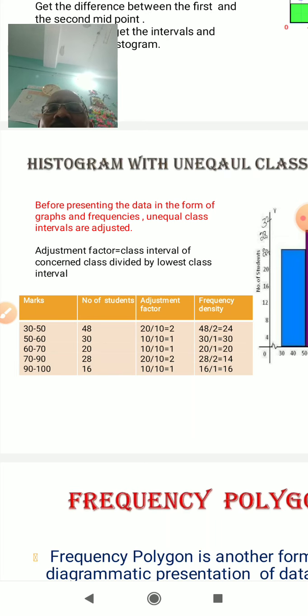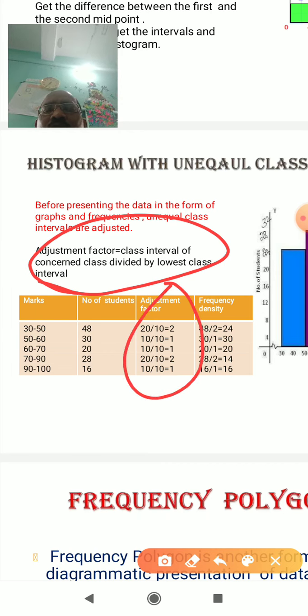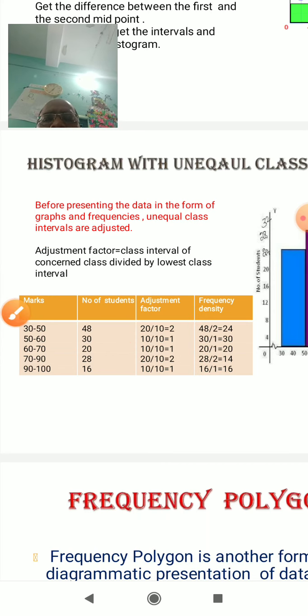So we have to first calculate the adjustment factors. What is adjustment factor? Adjustment factor means the class interval of the concerned class divided by the lowest class interval. That is known as the adjustment factor, and it can be calculated in this example. The first class is the difference of 50 minus 30, which is 20. 20 is the class interval of the concerned class, and the lowest class interval is 10. 20 divided by 10 equal to 2. Next, 10 divided by 10 equal to 1. Next, 10 divided by 10 equal to 1. Then 90 minus 70 is 20, 20 divided by 10 equal to 2. This is called the adjustment factor.